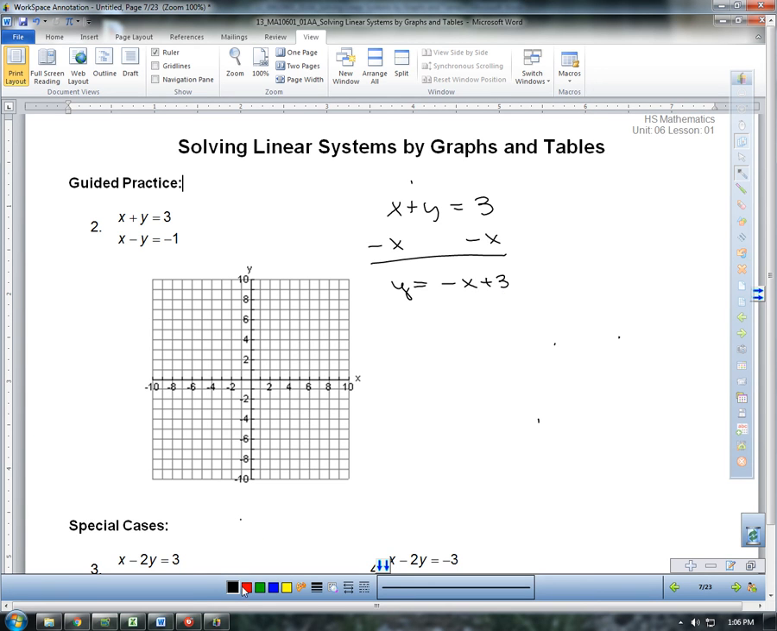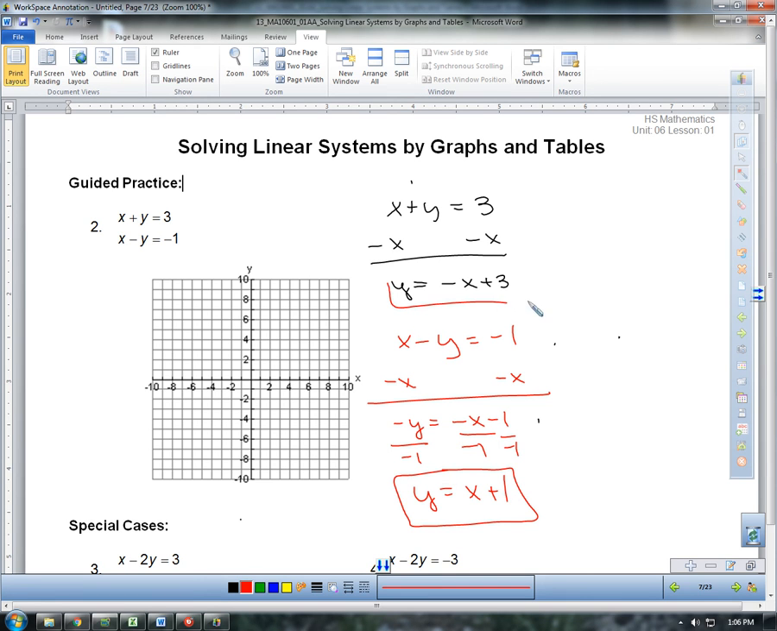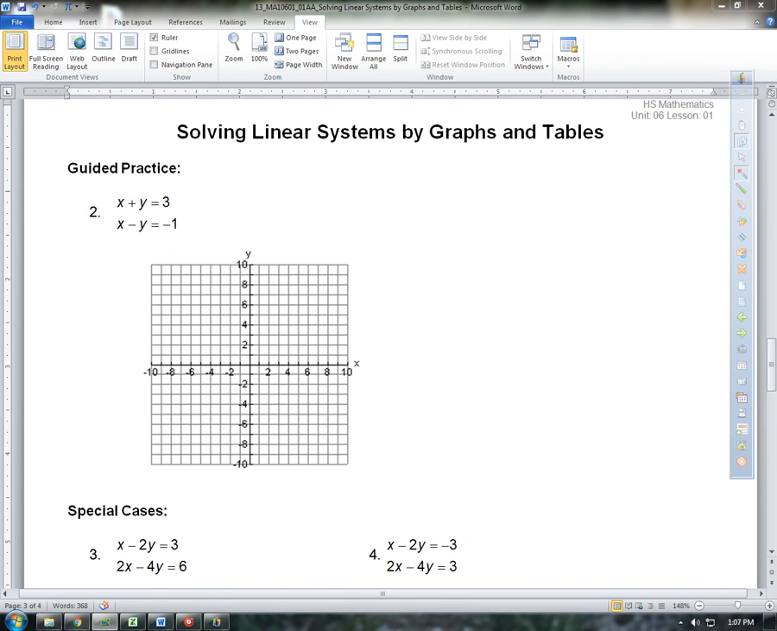Now here, where I have x minus y equals negative 1, I want to subtract x. And so I have negative y equals negative x minus 1. Divide by negative 1. So I get y equals x plus 1. So here's my two equations. Alright, give me a second. I'm going to do the do-si-do thing again here so that I can see what equations we're working with, so I know what to type in. And we'll get our calculator.